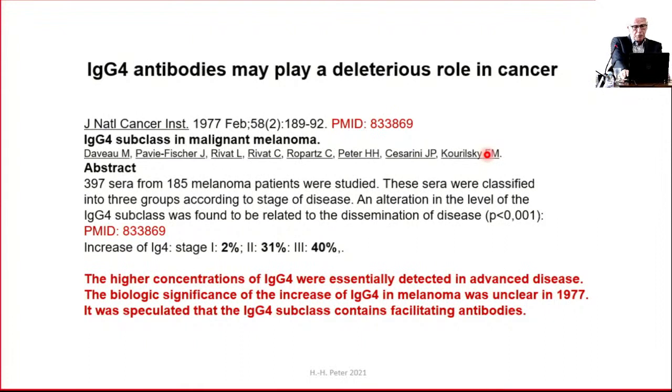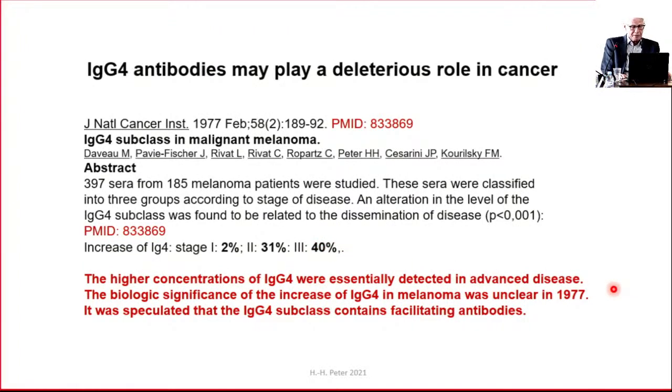Now, IgG4 may also play a deleterious role in cancer. And that goes back to a paper I happened accidentally to be part of the authors in 1977, when Marianne Davot in Paris asked us to give a serum for melanoma patients because she wanted to study IgG4 concentration in this serum. And she came up with a staging, like stage 1 melanoma has only 2% of IgG4 elevated, stage 2, 31, and stage 3, or disseminated, more than 40%.